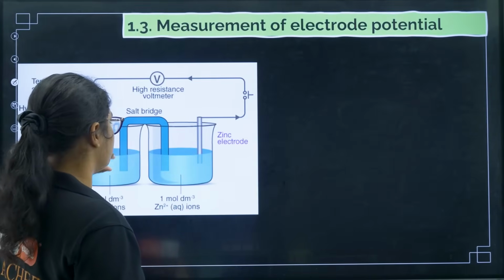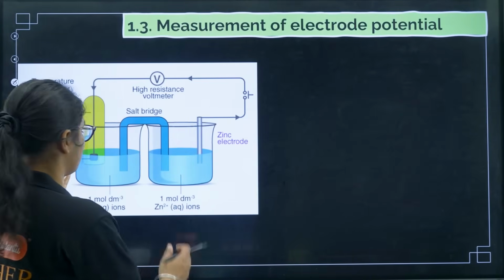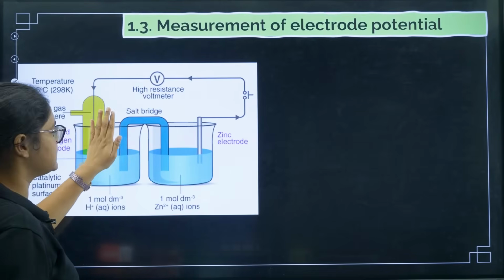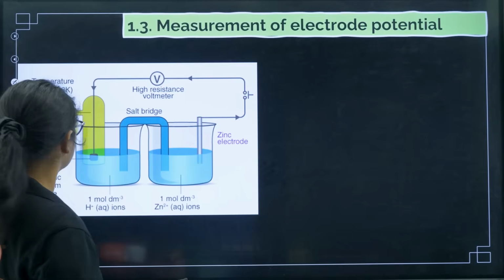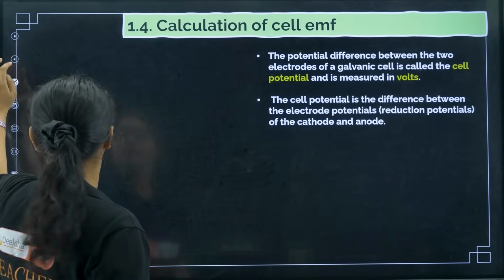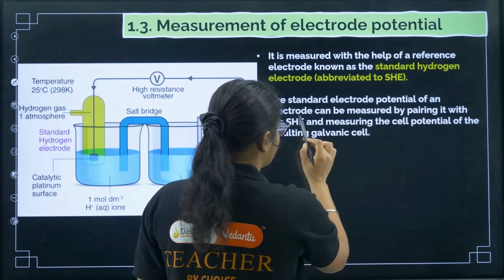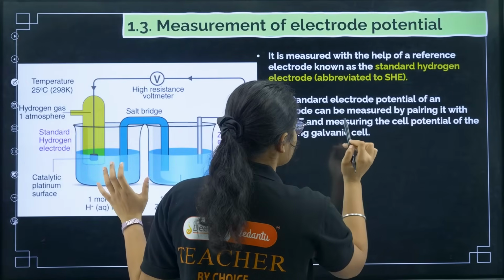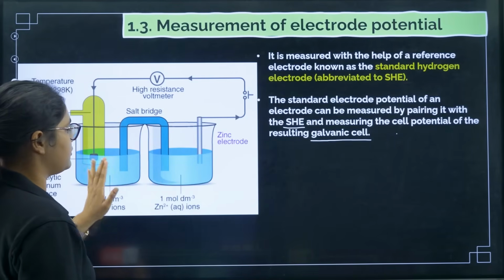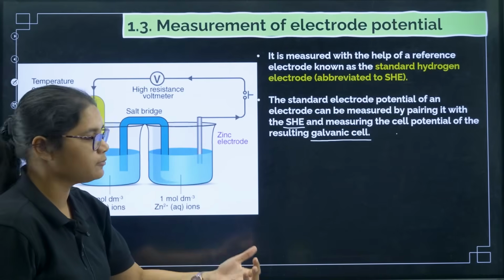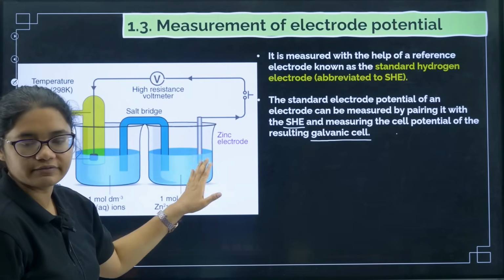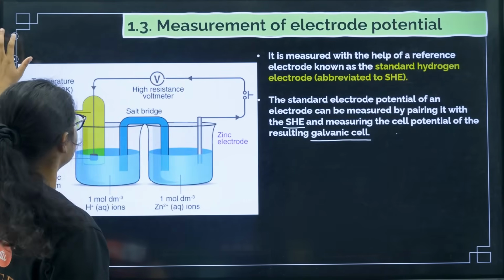Next, coming to measurement of electrode potential, as we have seen, you take zinc on one side and the hydrogen electrode on the other side. Whatever value comes here, because this is 0, that value will be given to zinc. So it is measured with the help of a reference electrode known as the standard hydrogen electrode. The standard electrode potential of an electrode can be measured by pairing it with SHE and measuring the cell potential of the resulting galvanic cell. Whichever electrode potential I want to measure, I keep it on this side, and whatever value comes will be the reduction potential of that electrode, because the hydrogen electrode is assumed to be 0.